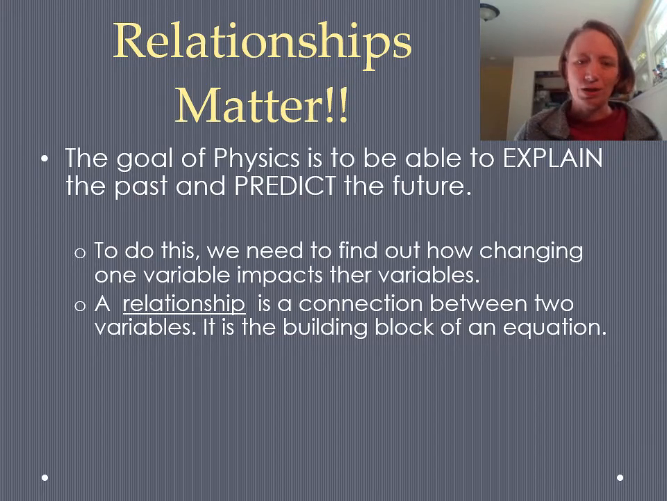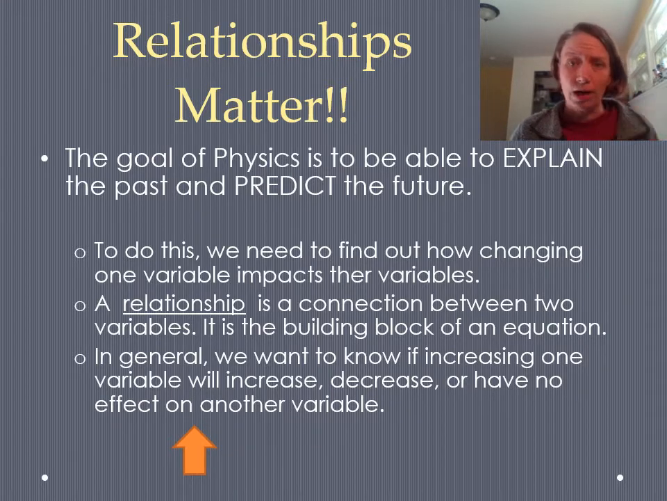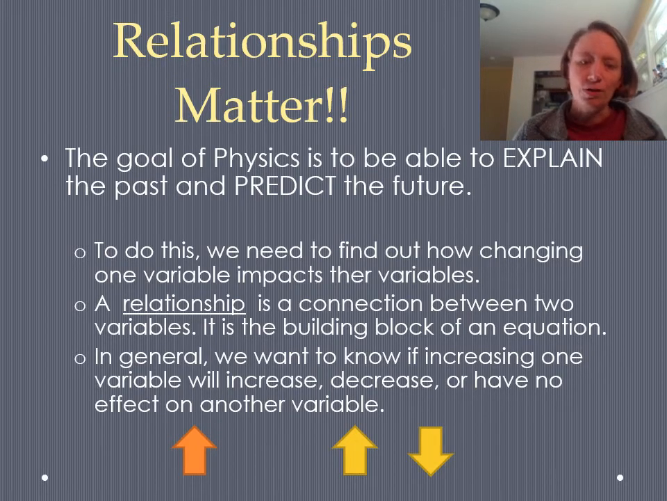individual mathematical relationships. In general, the goal of relationship building is to figure out how increasing one variable affects the other variable. And in general, there are three kinds of outcomes. It could increase the other variable, it could decrease the other variable, or it could have no effect on the other variable. And those are all outcomes that we see all the time in science.